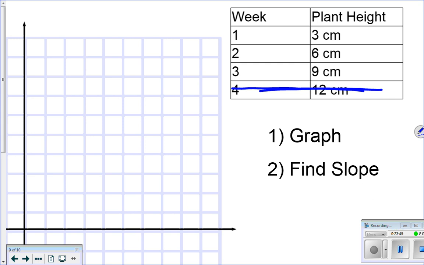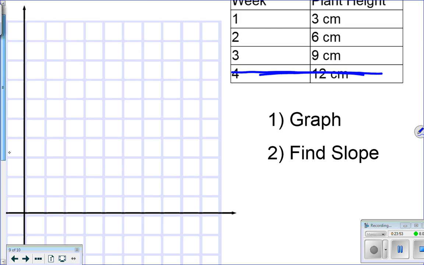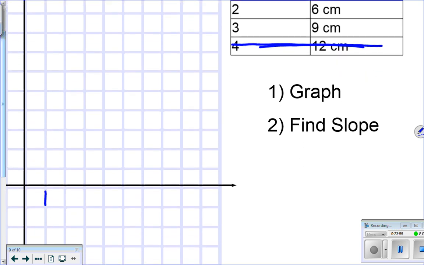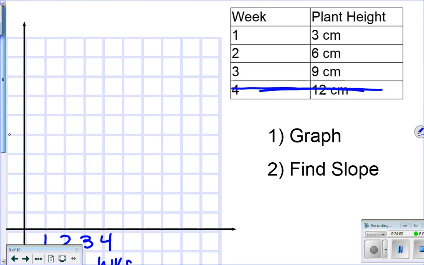So now my job is to graph this. What should we put on the bottom, do you think? Should we put the weeks on the bottom? I like the weeks on the bottom too. You're going to have to do this in your homework, so I hope you're paying attention. And then the plant height will be on the side. And I'm going to go by 3s probably.